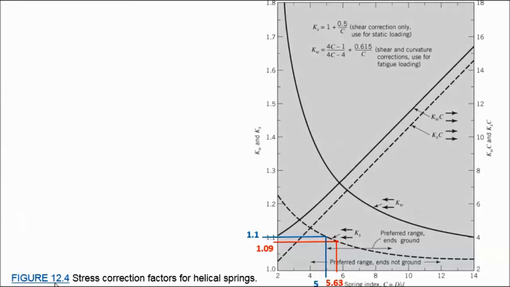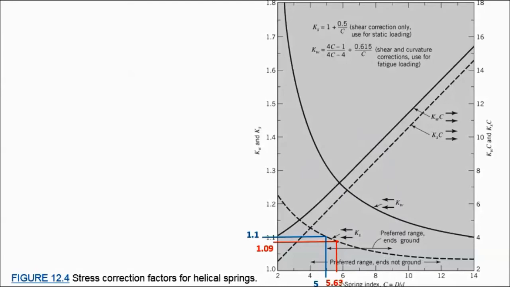So now we go to figure 12.4 in our textbook, where this is the stress correction factors for helical springs. So we look here at our axes, and down the bottom we have our spring index of C, which is the ratio of our coil diameter over our wire diameter there. And on the y-axis we have our K sub W and K sub S over here. And now we have our separate curves as we go up along here for which we're looking for.